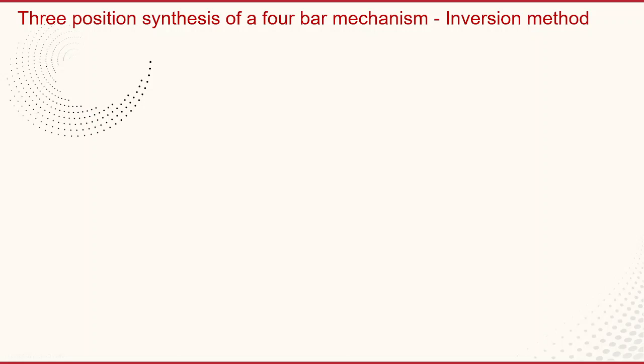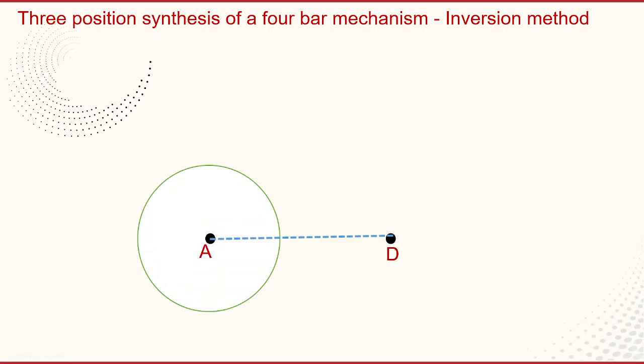3-position synthesis of a 4-bar mechanism, by the inversion method. Now let us take one convenient point and assign it A, and another convenient point D, and draw the line. Now AD is acting as a fixed link. Take A as a center, take a suitable dimension for the crank length, and draw the radius. Now we want to show the three positions of the crank.